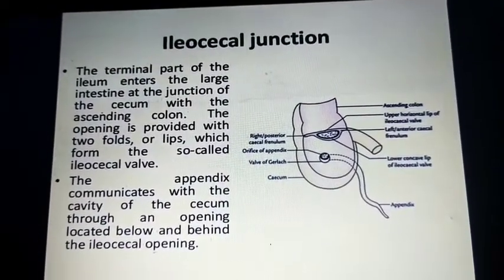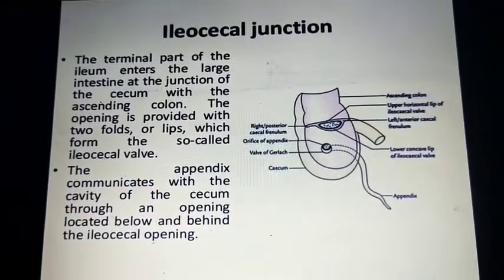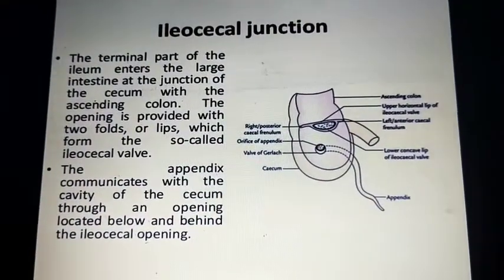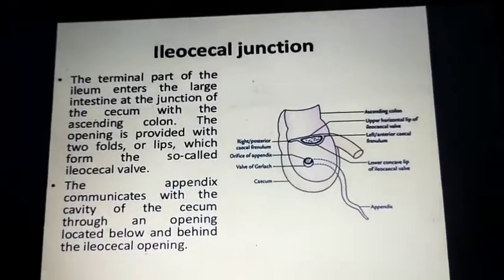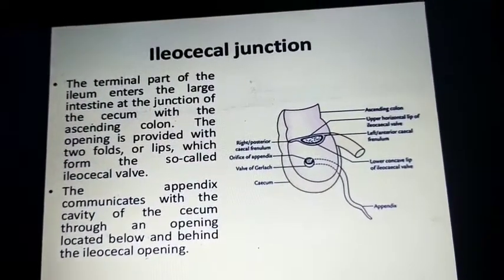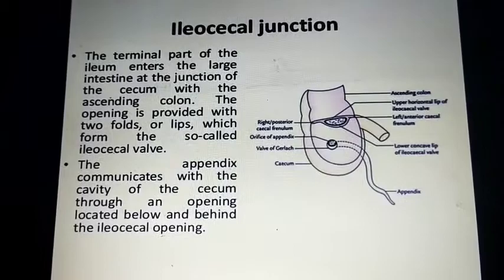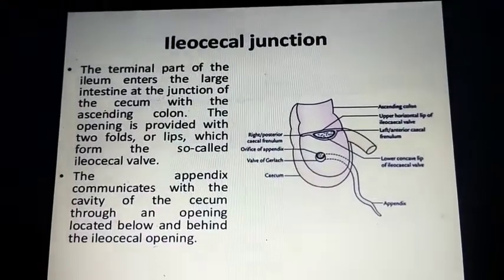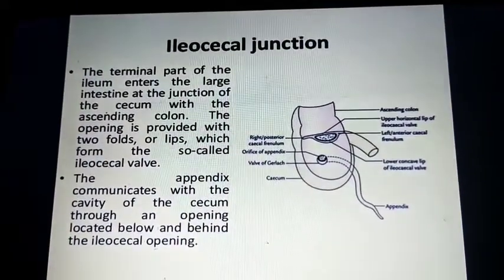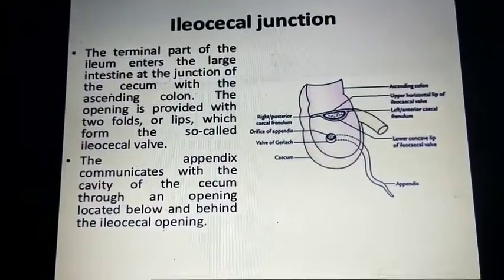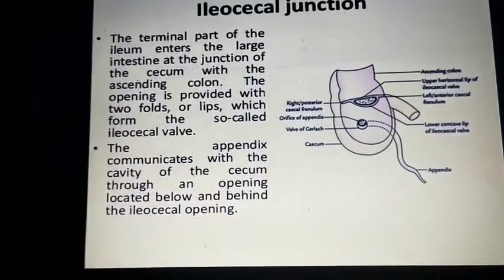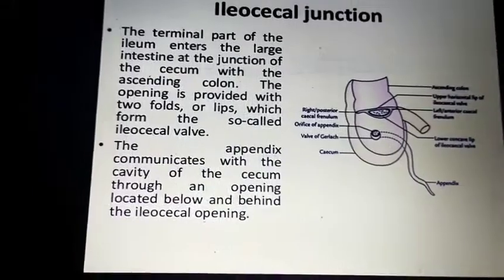Okay, lips. You can see where the junction is, there are two lips, upper lip and lower lip, or folds. You can also say folds. The ileocecal junction, the terminal part of the ileum, enters the large intestine at the junction of the cecum with the ascending colon.